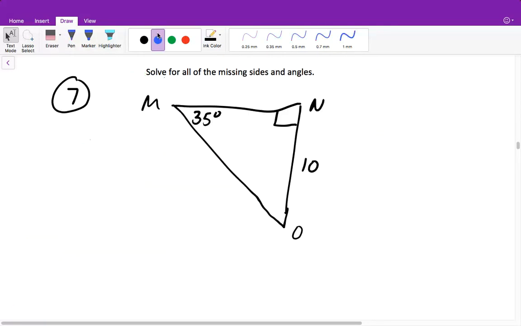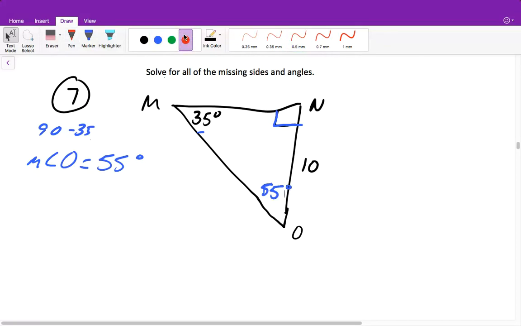Right, same thing, we're asked to solve for all missing sides and angles. So right away, I can solve for the measurement of angle O very quickly. The measurement of angle O, I know, has to add up to 90 degrees since this is a right angle with the measure of angle M. So 90 minus 35 will give me the measurement of my angle O, which is 55 degrees. So it's very easy to solve for the measurement of this angle here.